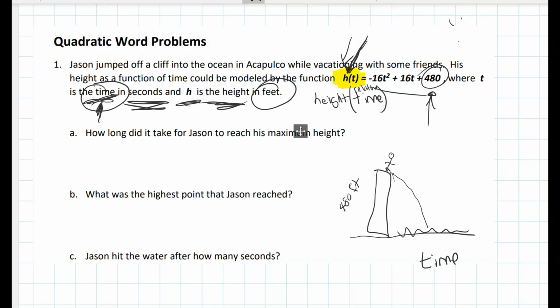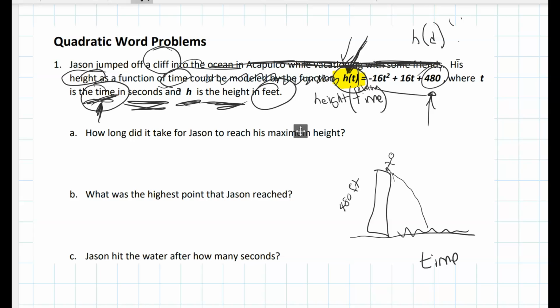They're talking about time. Sometimes they actually might be talking about distance. They want to know how far he went. This time we just want to know how long did it take for him to hit the water, right? Acapulco, on vacation with some friends. So jumped off a cliff into an ocean. I don't really need that. Acapulco, cool, but who cares? His height as a function of time, h of t. That's exactly what that means. Could be modeled, blah, blah, blah.